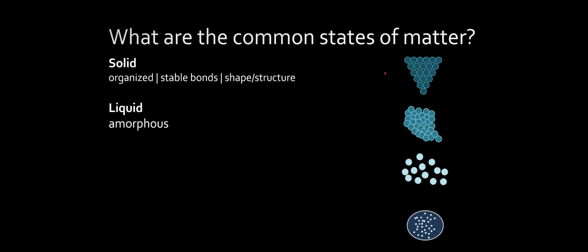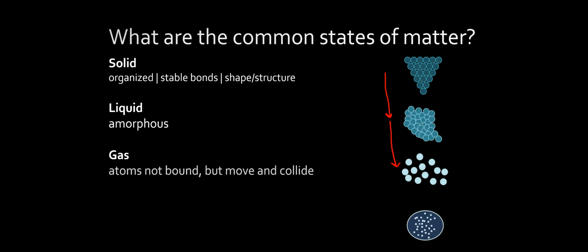Now keep adding heat. And what happens? Eventually, those atoms, those molecules will separate from each other. And so you get a gas, which is also amorphous. The difference between a gas and a liquid, though, is that a gas will keep expanding until it occupies the container it's in. So it takes the shape of its container, but it expands.